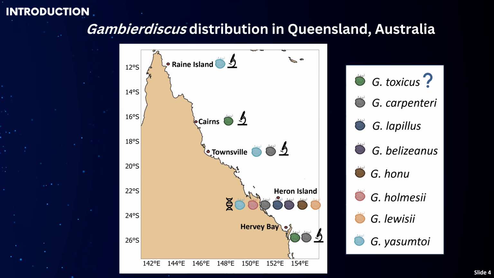And over the last 50 years, there's been around 2,000 cases of ciguatera reported in Australia, and although it's not common, it does account for over half of Australian seafood-related illnesses.